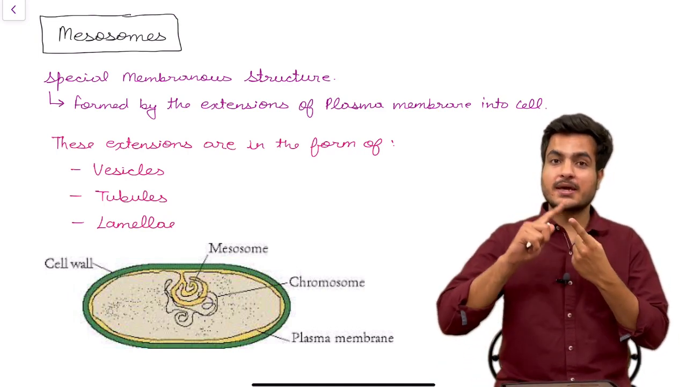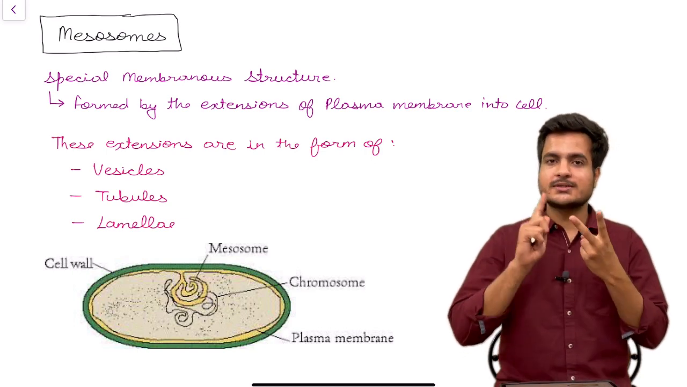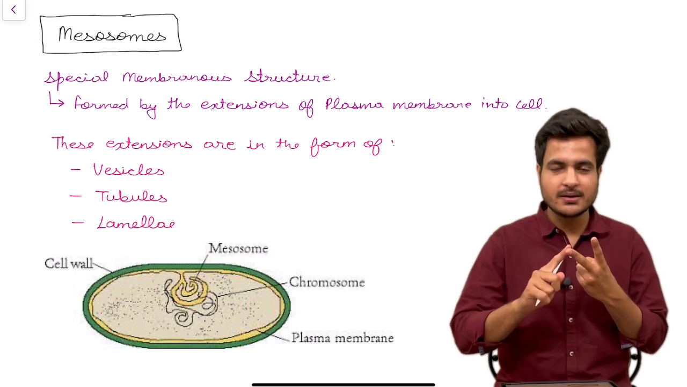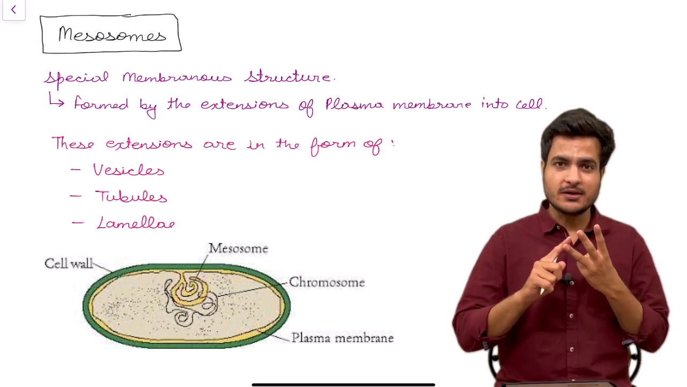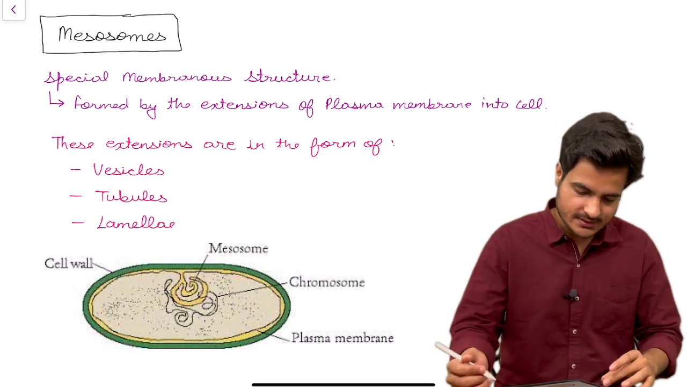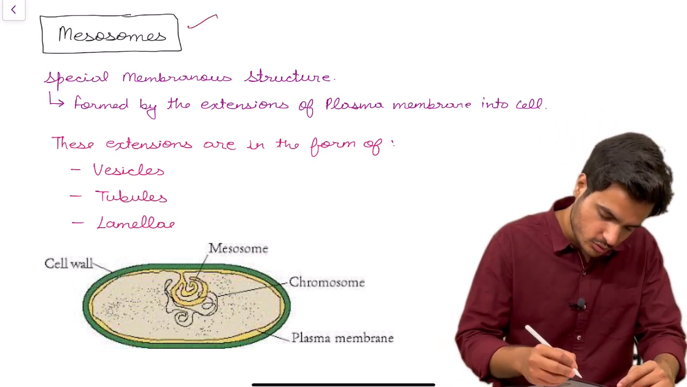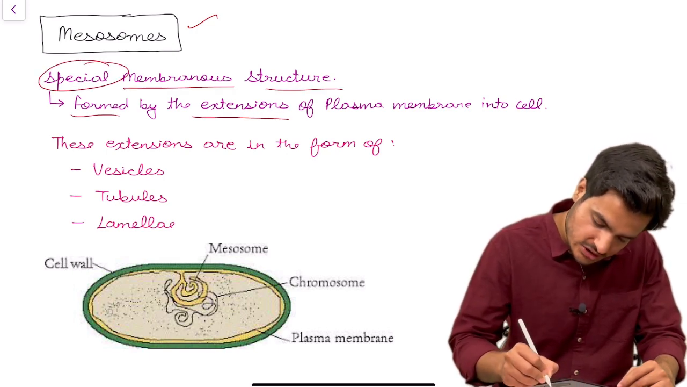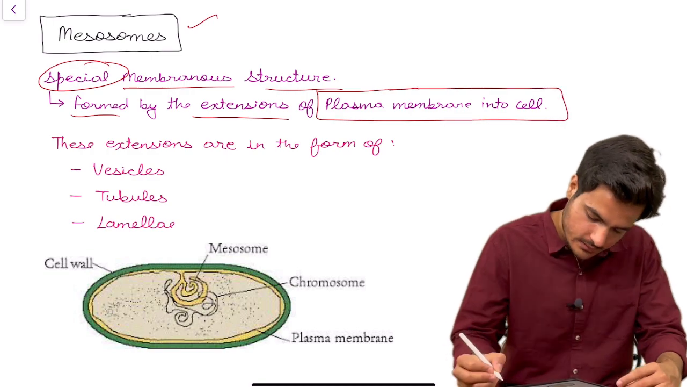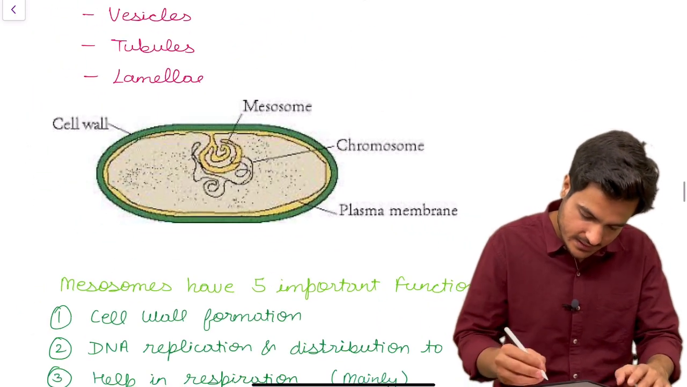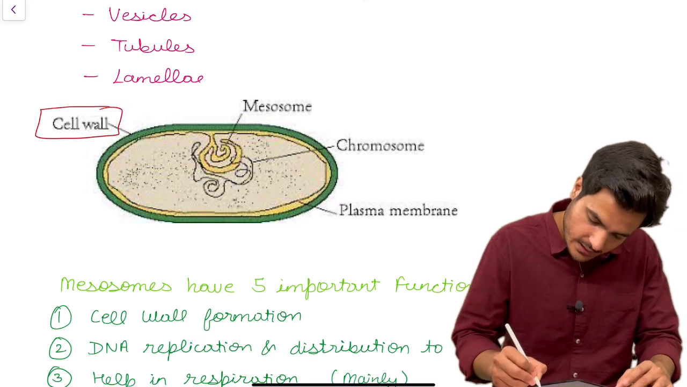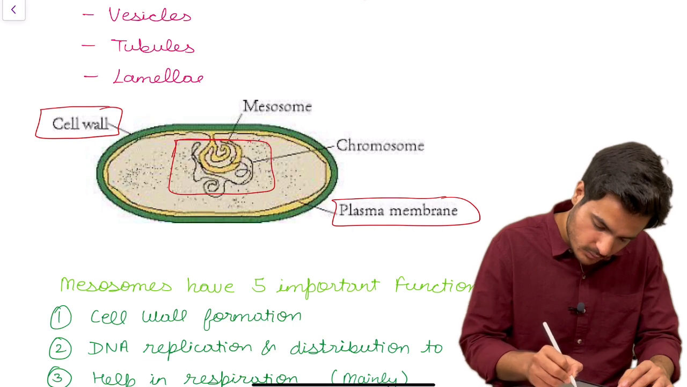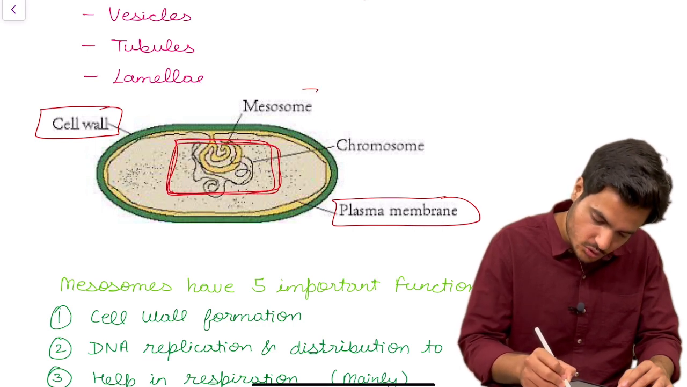First one is, it is a characteristic feature of all prokaryotes. Second thing, it is a specialized differentiated cell membrane. And third thing is that it invaginates into the cytoplasm. Now let's see the structural details of mesosomes. It is a special membranous structure formed by the extension of the plasma membrane into the cell. See this diagram, we can see that we have a green colored cell wall and a yellow colored plasma membrane, and this plasma membrane is invaginating into the cytoplasm to form a specialized structure which is known as mesosome.